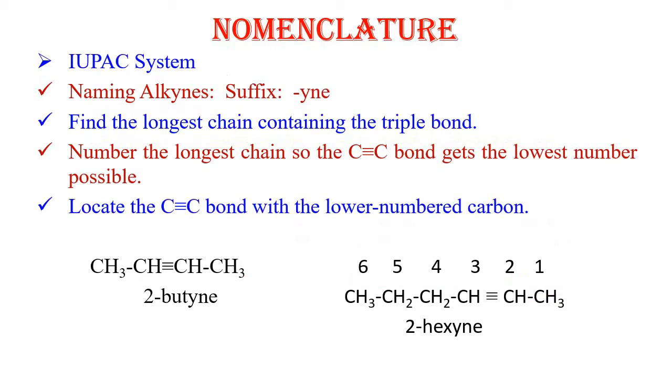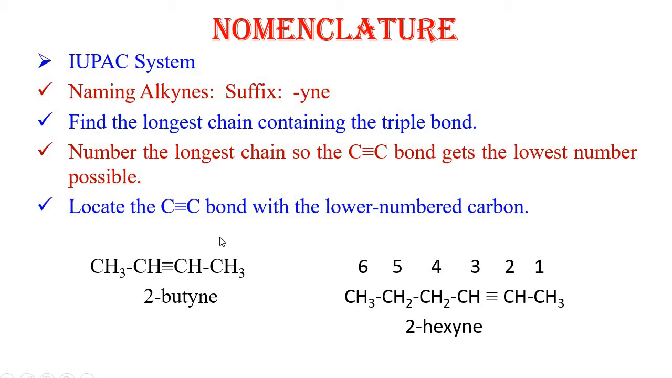In the IUPAC system, the suffix "-yne" is used in place of "-ane", as in the case of the simplest hydrocarbons, alkanes. Find the longest chain containing the triple bond. In alkenes, we name the compound by choosing the longest chain containing the double bond. Similarly, in alkynes, we choose the longest chain containing the triple bond. Number the longest chain in such a way that the carbon-carbon triple bond gets the lowest number.